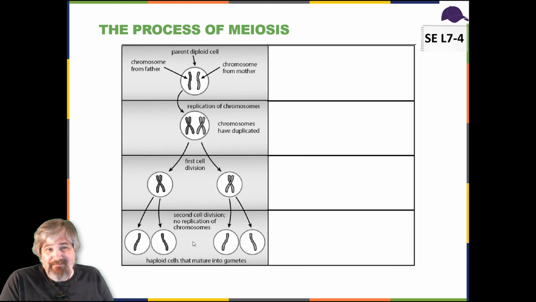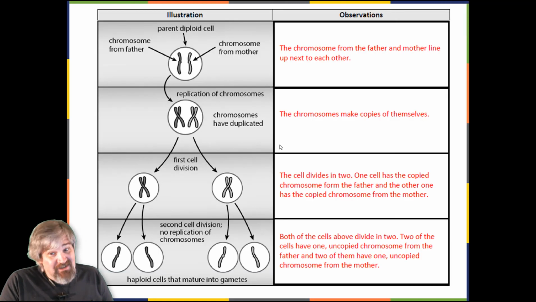So if we're going to make some observations about this, the chromosomes from the father and mother line up, they replicate, the cell divides, and you separate these chromosomes. Then it divides one more time, where now you're left with a single copy. So these are haploid instead of diploid.